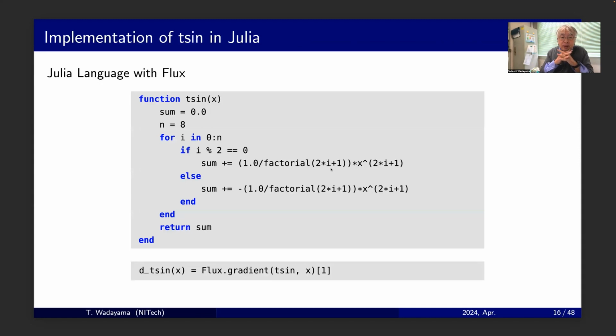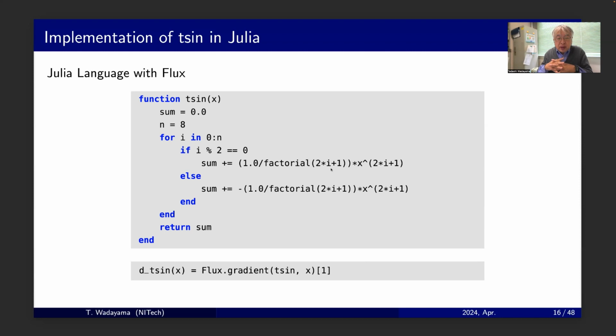Okay, and this is the implementation of the truncated sine function in the Julia programming language. You can see that the series is truncated at degree 8 in this case, because n is set to 8. As you see, this is a simple code with a loop structure to compute the value of t sine of x. And also, you can see that there is an if-else structure in the code.